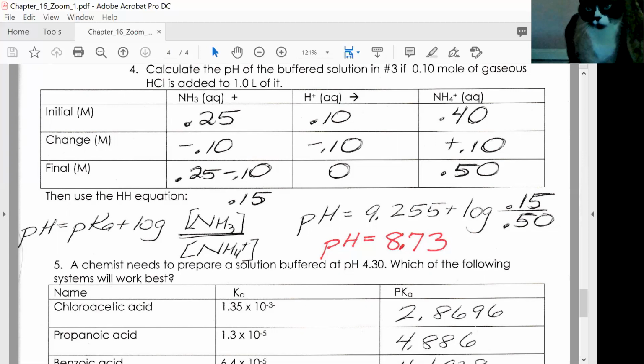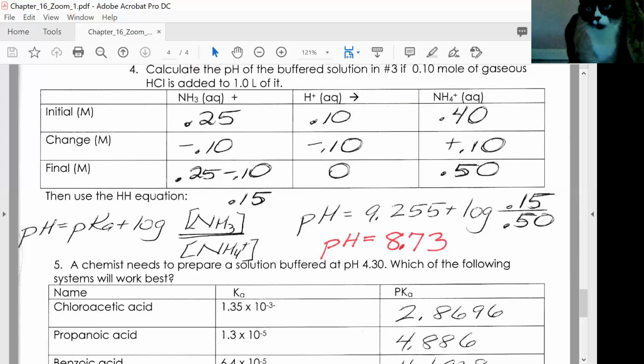Another limiting reagent problem. So our change is minus 0.10, minus 0.10, and plus 0.10. So we get a final molarity of ammonia 0.15, a final molarity of ammonium ion is 0.50.